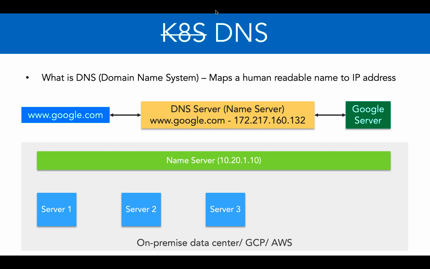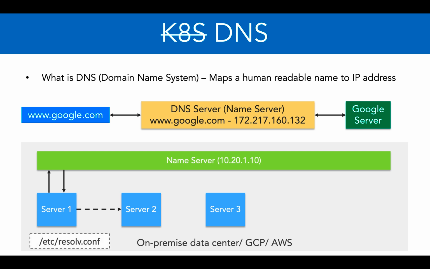So that means that there's a name server or a DNS server present within the data center also. Let's say the IP address of this name server is 10.20.1.10. It would contain information about all these servers, server 1, server 2, server 3, and their corresponding IP addresses. Now, if server 1 wants to communicate with server 2, it will go to the name server, get the IP address back from the name server, and then hit server 2. Now the question arises: how does server 1 know the IP address of the name server, which is 10.20.1.10?